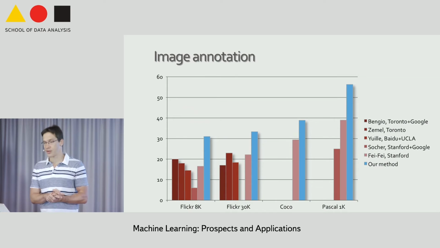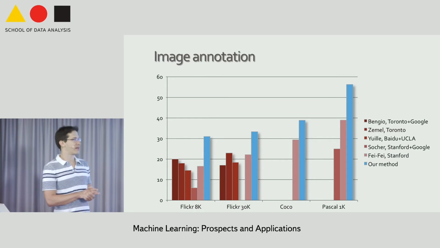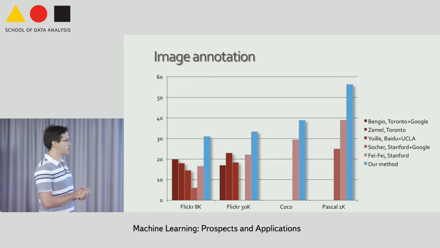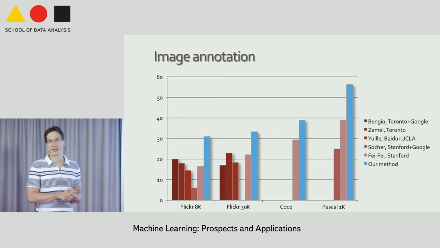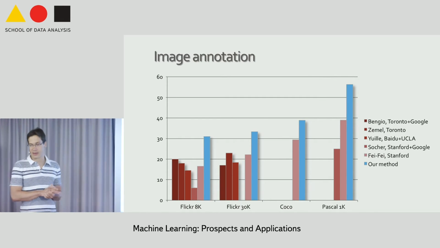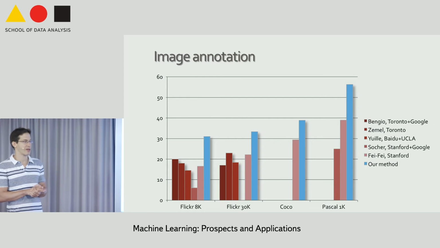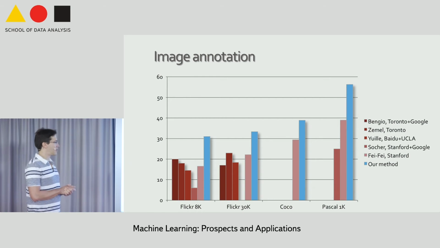Let's move to image annotation and image search. And there it's much easier to directly compare to other systems. As you can see here, our system is in blue, and this is accuracy numbers. We are much better than all other concurrent systems by all major labs.